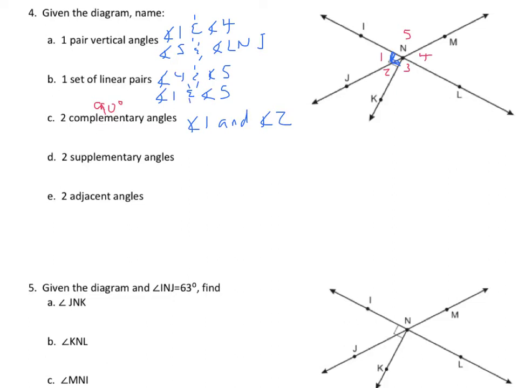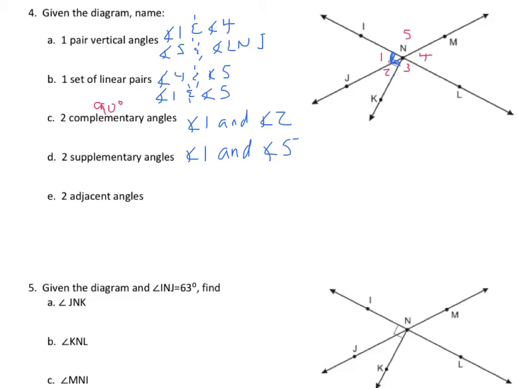Two supplementary angles, angles that add up to 180 degrees, again would be angle 1 and 5. That works. Or 5 and 4. Again, they're also linear pairs, but that means they're supplementary. They do add up to 180.